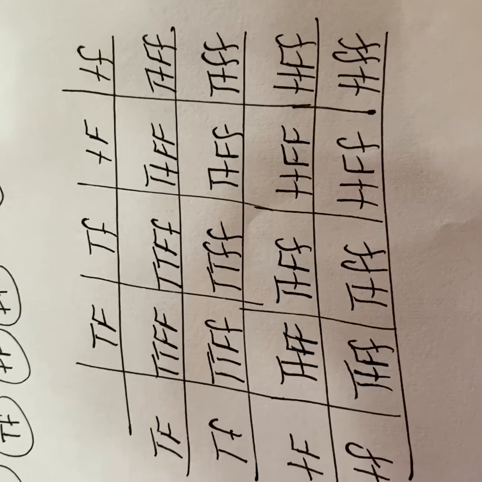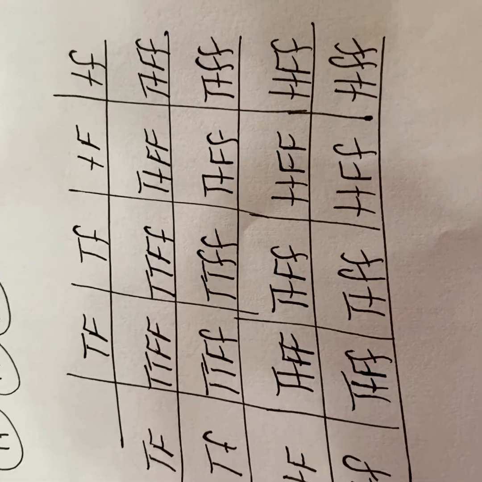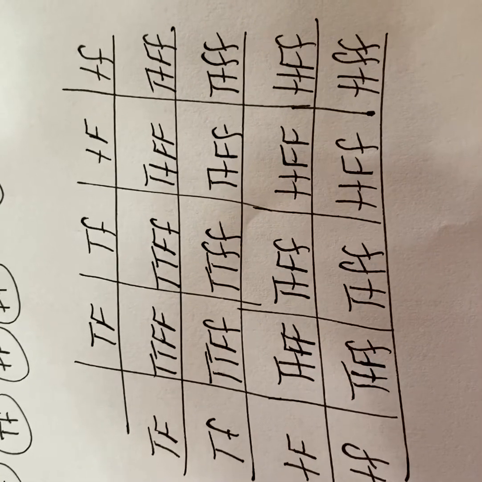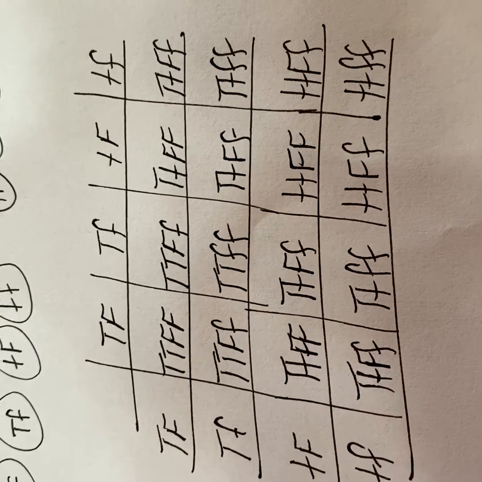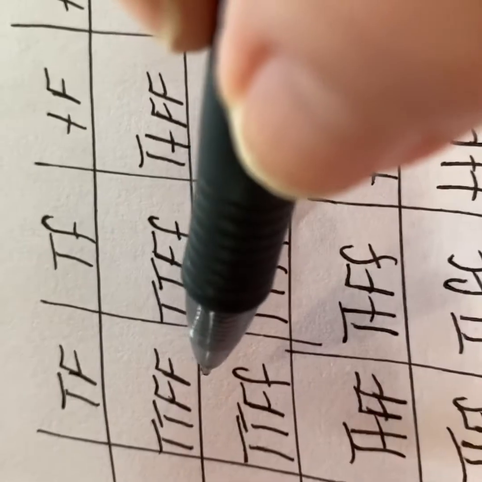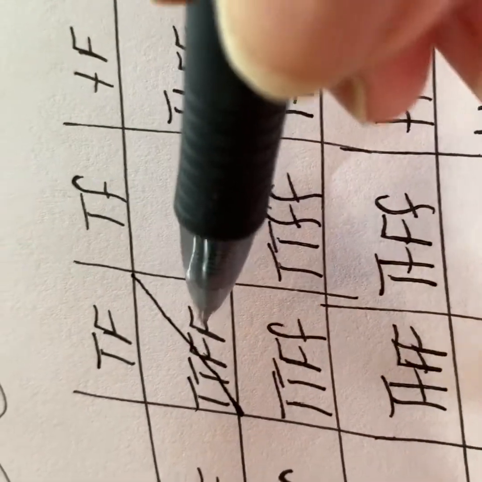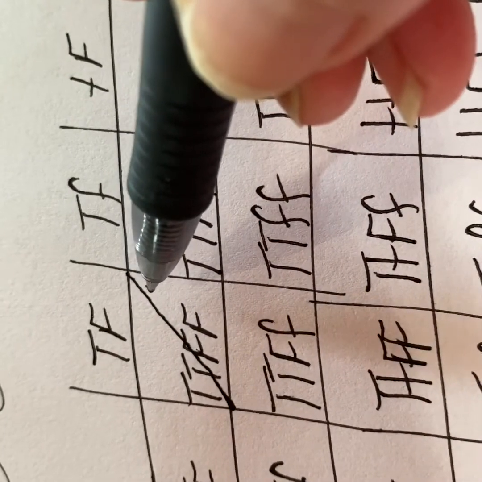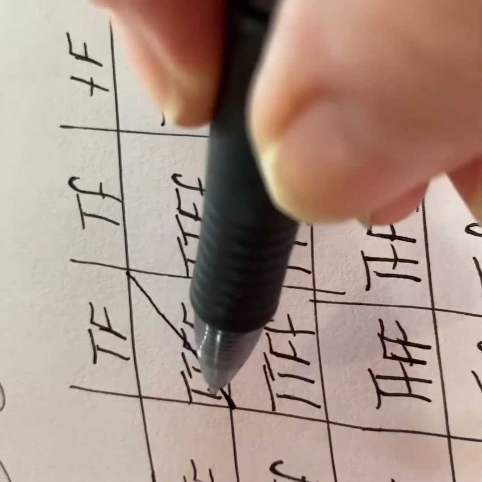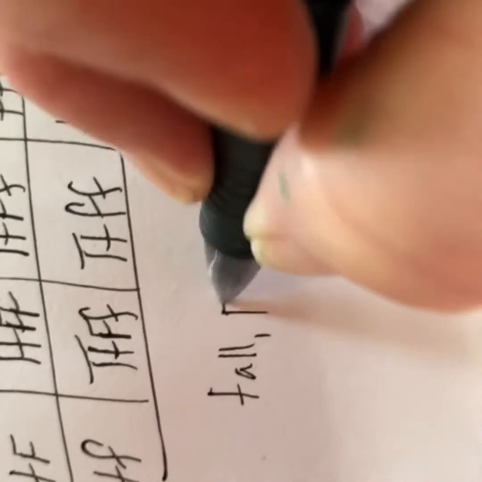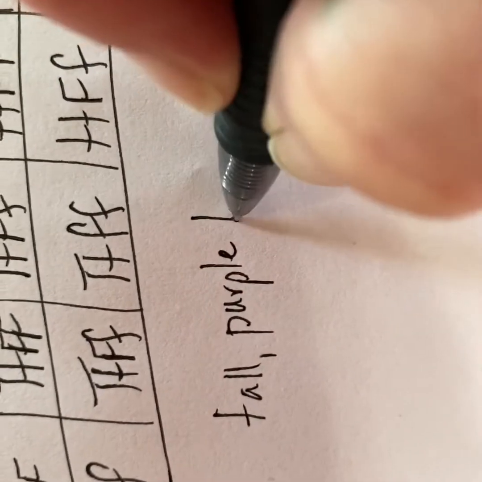But now what we have to do with all these 16 genotypes, we have to find out what their phenotypes are. And I'm going to show you the way that I do it. I start out with each box, and to help me keep up with which ones I have counted, I put a diagonal line through them. And I know that this one is tall purple. So I come right down here and I write that phenotype, tall purple.